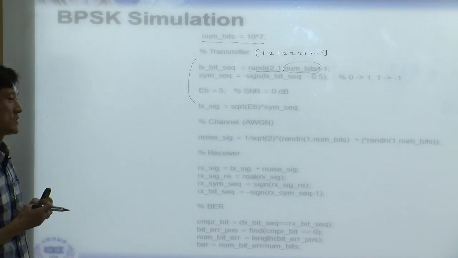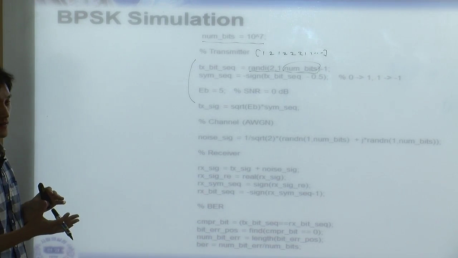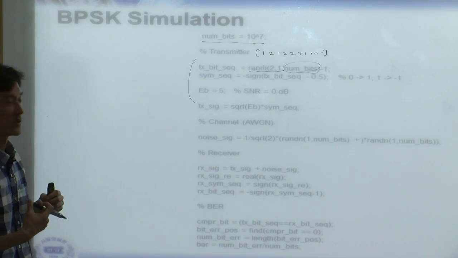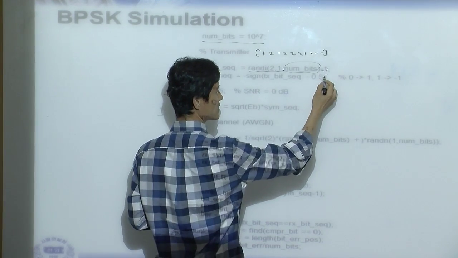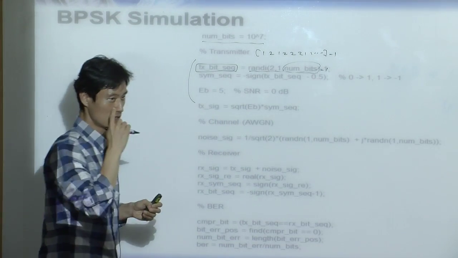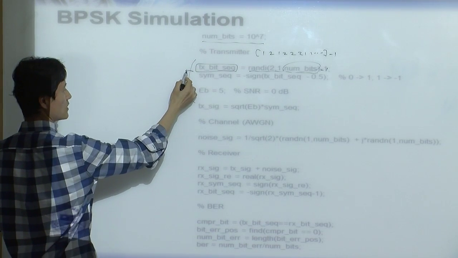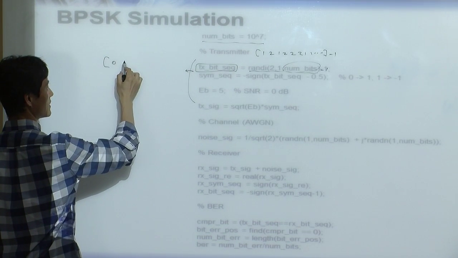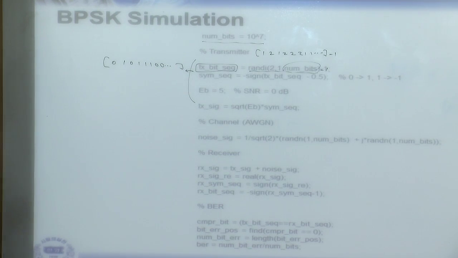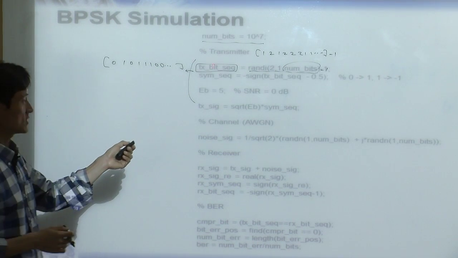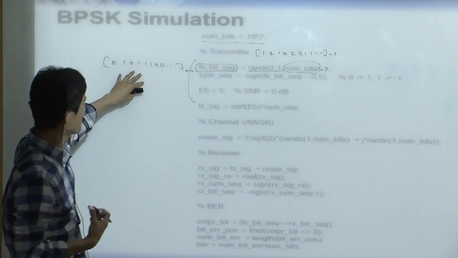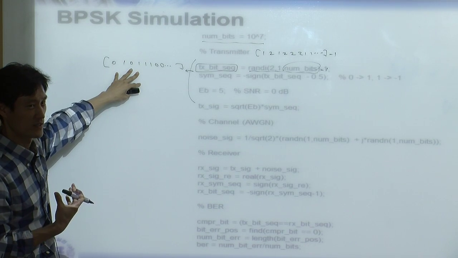But what we want to do is create 0 and 1, not 1 and 2, right? That's the bit sequence we want. So that's why we subtract 1. In that case, this TX bit sequence will eventually get values like 0, 1, 0, 1, 1, 1, 0, 0, something like this. That's the output sequence that I want to have. Right? So this is my bit sequence, just one line. So now my original bit sequence is ready.